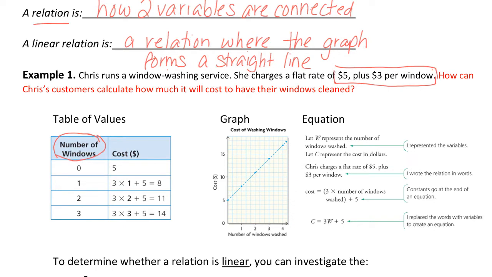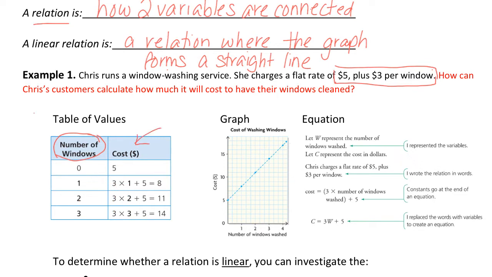So here, if we have 0 windows, the cost is going to be $5, that flat rate. If I have one window, I'm going to have $3 times that one window plus 5, which is 8. If I have 2 windows, it's going to cost me $11. 3 windows, it costs me $14. So I have my independent variable, which is the number of windows, and then my cost is my dependent variable.